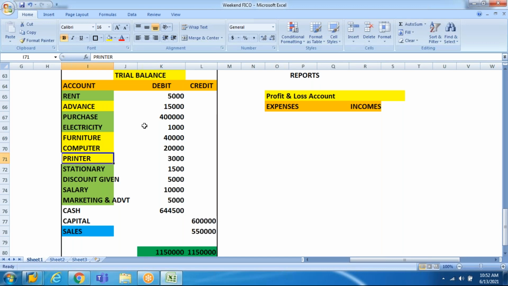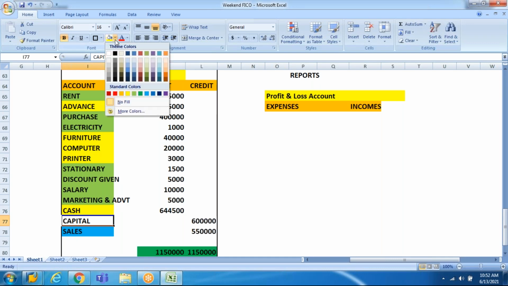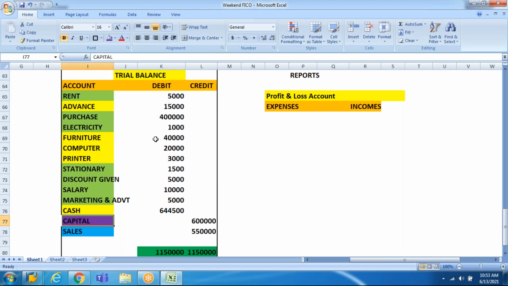What else? Liability, capital. And cash is an asset also. Cash is an asset. Capital is a liability. So we segregated asset, liability, income, and expense from the trial balance. Now let us straight away draft this.